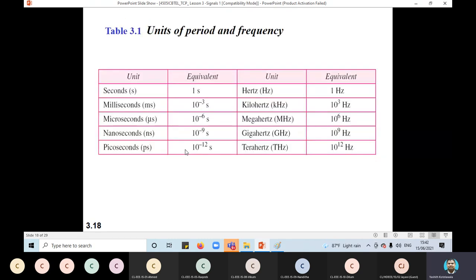Okay. So if you move to frequency, when it comes to 10 to the power 3, you call it kilo. 10 to the power 6, you call it mega. 10 to the power 9, you call it giga. 10 to the power 12, you call it tera. Likewise, further we have other terms, but I have no idea about them. Anyway, up to this point is enough for us in communication.